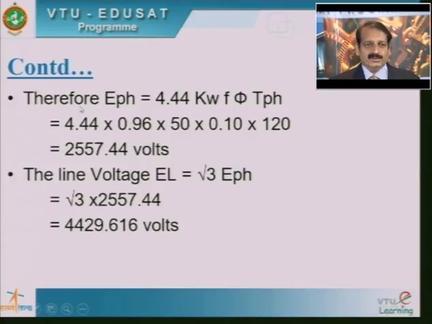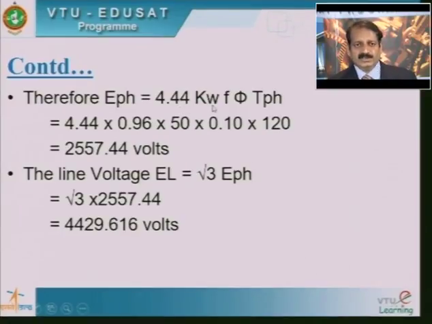So, therefore, we know the equation for the EMF per phase, which is given by 4.44 Kw f phi T phase. Kw is Kp into Kd. f is the frequency of the induced EMF, and phi is the flux per pole in Webers. T phase is the turns per phase.